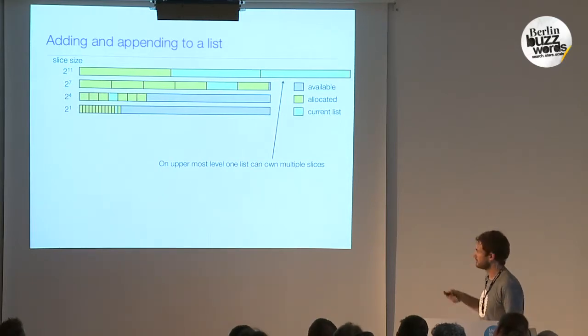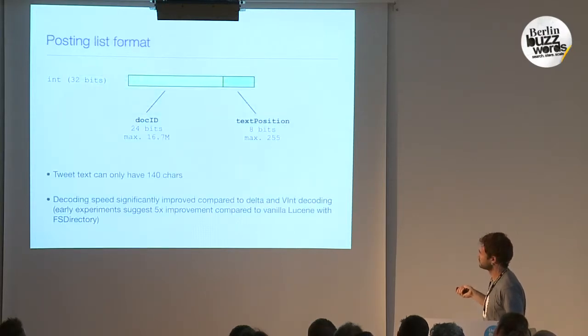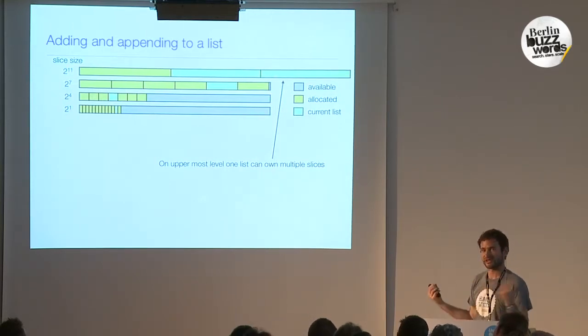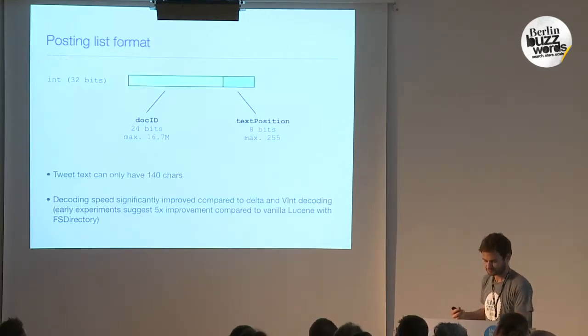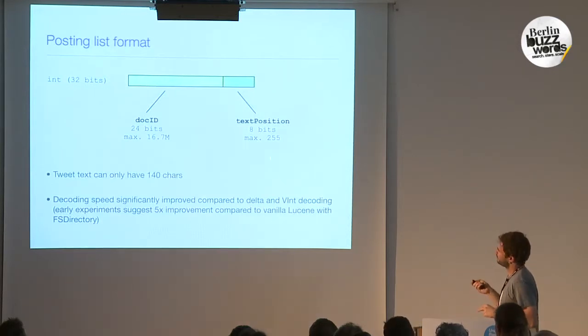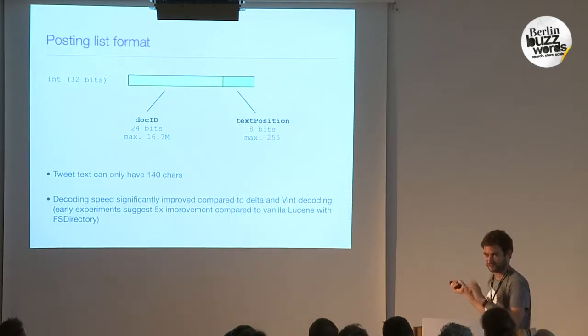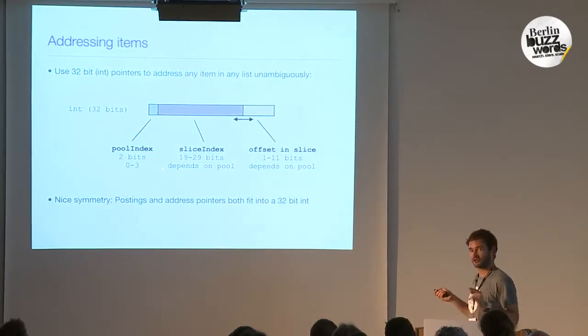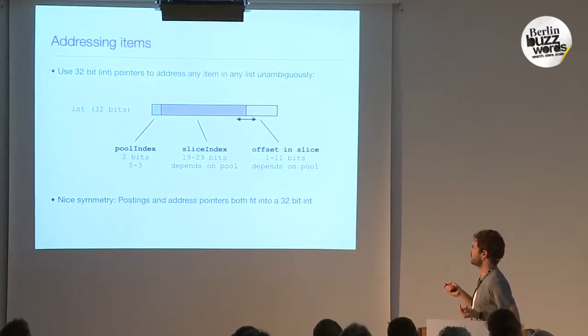So now we have to make sure that we can get from one slice to the other slice that are on the same list. So we have to link the slices together. And here's just one reminder of how the posting list format looks. It was 32 bits, 24 bits for the doc ID, 8 bits for the text position, so that fits in an integer. We wanted to fit the pointers to a posting also in an integer, and I'm going to show in a second why that's beneficial. So that's why we also pack a pointer into an integer, so into 32 bits.